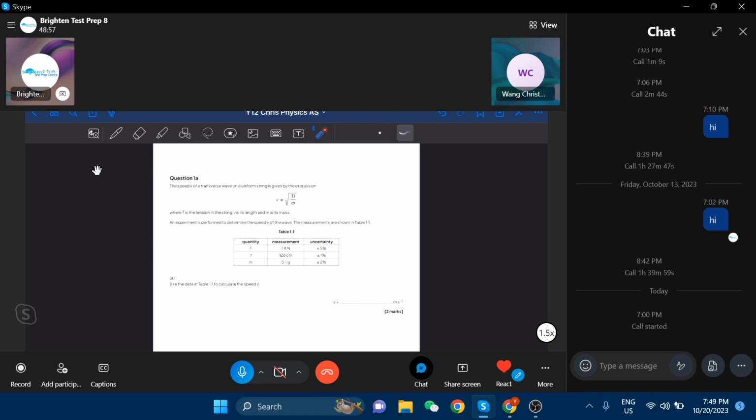So, I mean, the first one is, of course, very straightforward. How do I calculate it? I mean, how do I calculate the speed? I think we have to take 1.8 times 1.26. Okay. And then divided by 0.0051 kilogram.